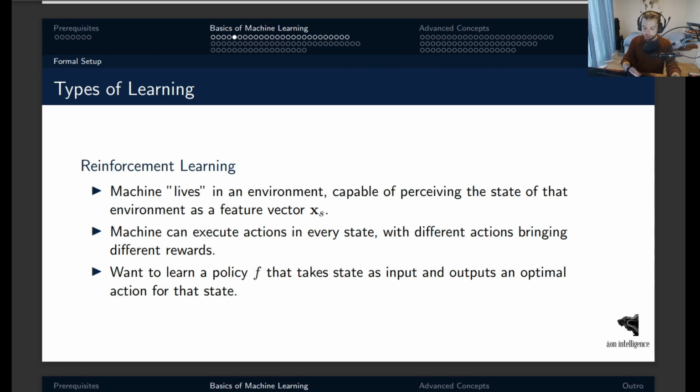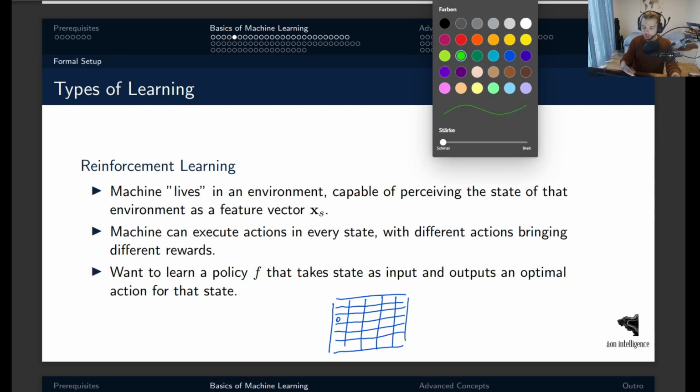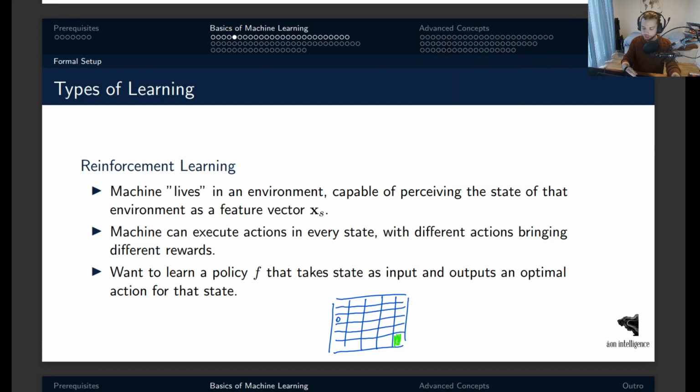So one example of the scenario is your machine living on a checkerboard, and the machine is supposed to reach this field where there's a reward, and on the way to the reward there are fields that give some kind of penalty to the machine.